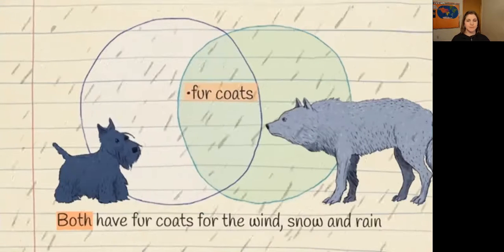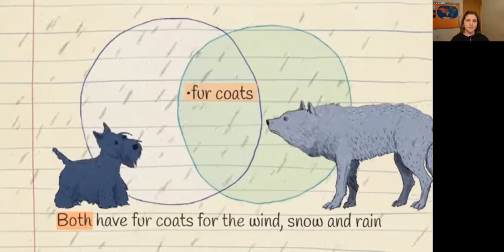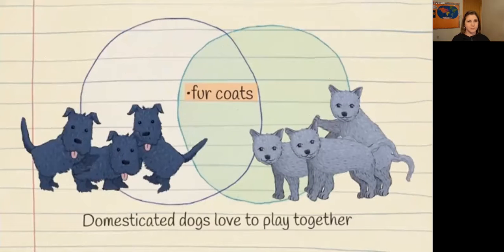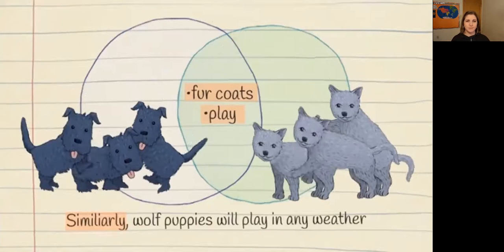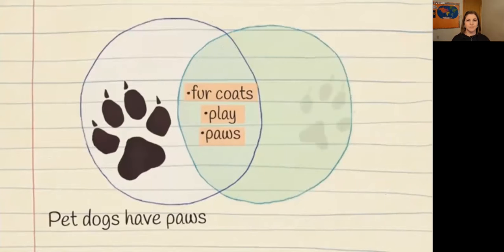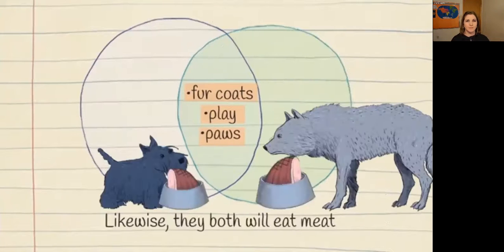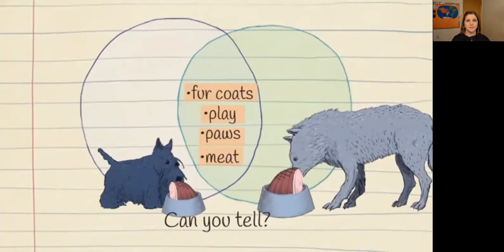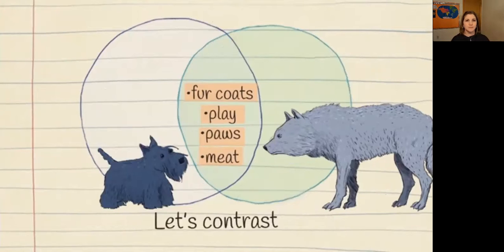Both have fur coats for the wind, snow, and rain. Domesticated dogs love to play together. Similarly, both puppies will play in any weather. Pet dogs have paws, wolves do as well. Likewise, they both will eat meat. Can you tell? To see how they're different, let's contrast.